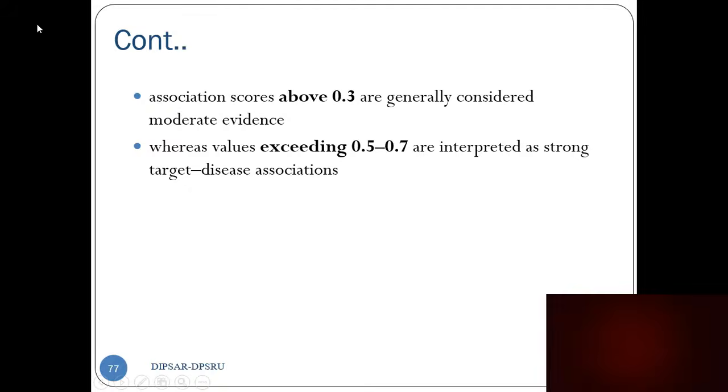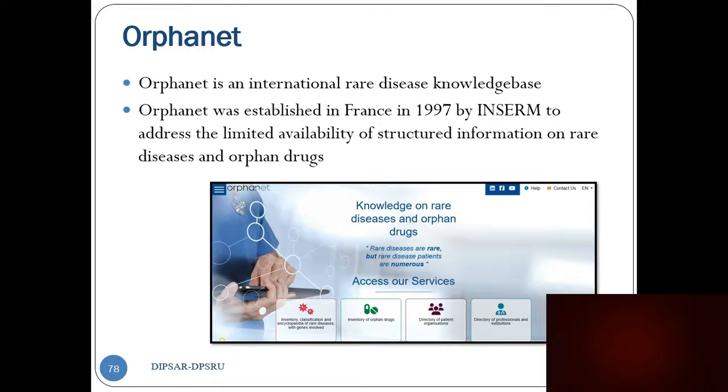Right? So an association score, when we talk about this, above 0.3 is generally considered moderate evidence. If it is between 0.5 and 0.7, it is a strong target-disease association, right? So what I mean to say is, go through the databases, read about the cutoff.